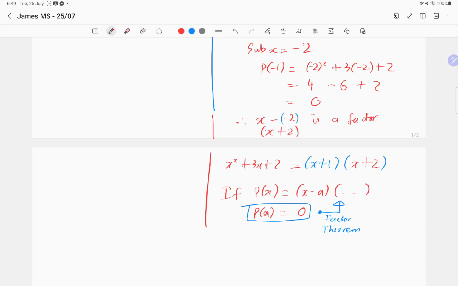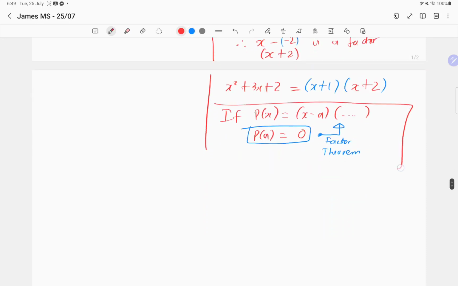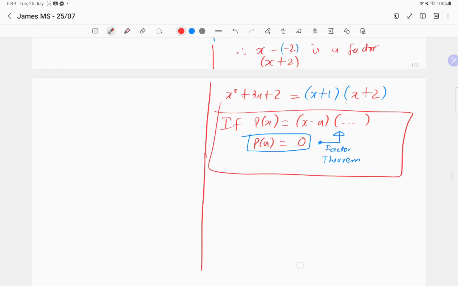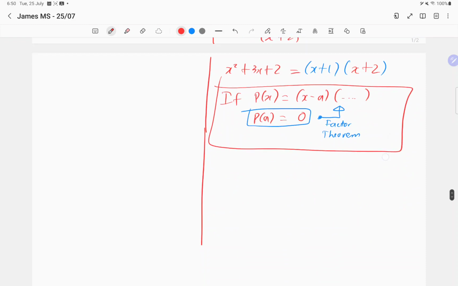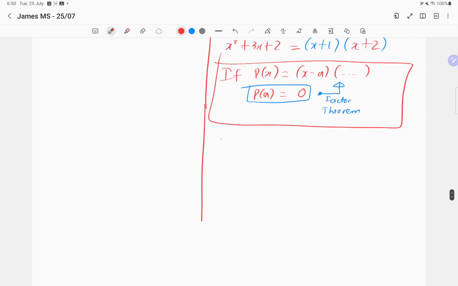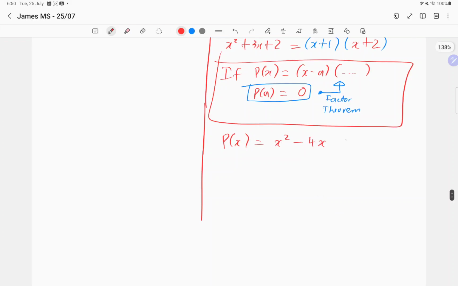Okay, I'll show you another example. Again, this is the factor theorem. I'll leave the space here because I'll go back to this question later. It needs a bit of space. Another example is, let's say the polynomial is x squared minus 4x plus 4. Find a number that when I sub that number in, I would get 0. What do you think?